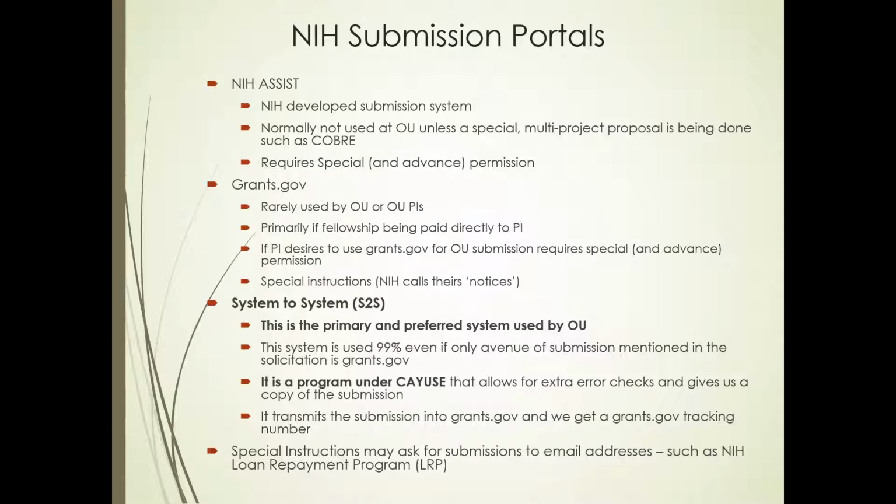It takes the information and pushes it into grants.gov, and so at that point of submission, we do get a grants.gov tracking number, and then it goes through all the normal processes that any submission that goes into grants.gov does. If you have special instructions, once in a blue moon, they'll have a solicitation that comes out that asks for the submissions to go into an email address. So we follow whatever the special instructions say to do.